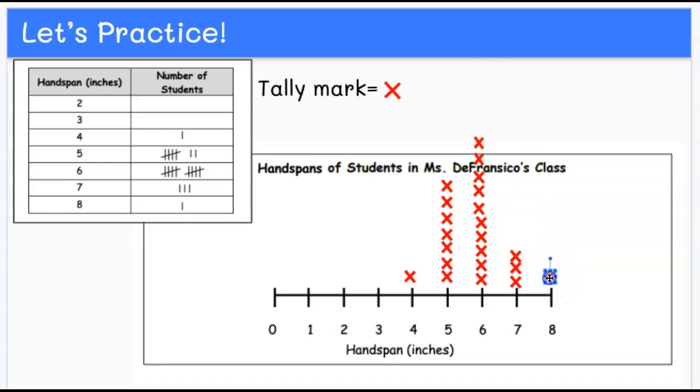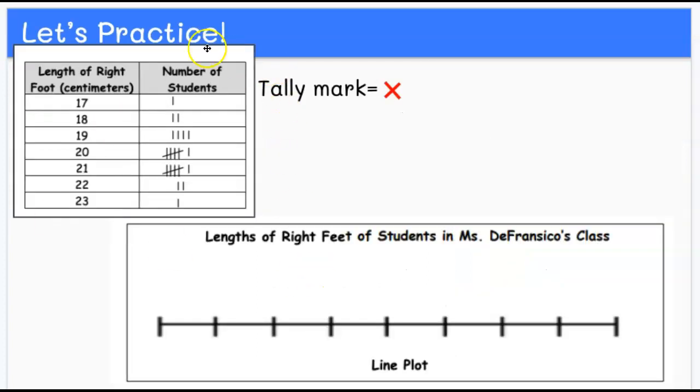So what we're going to do today is just this. We're going to be looking at data and turning it into a line plot. Please pay attention to your table, to the parts of the tally chart and the parts of your line plot. The numbers for the handspan go below. These do not go for X's. The tally marks are where you decide how many X's you're going to have above each number. Let's do one more together.